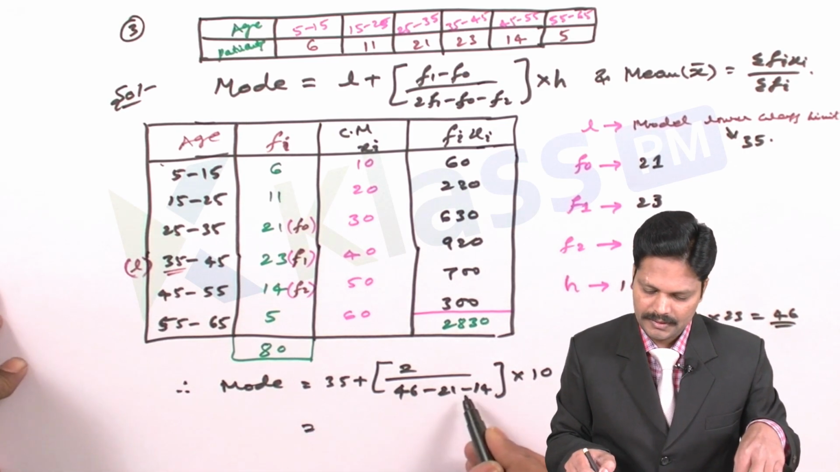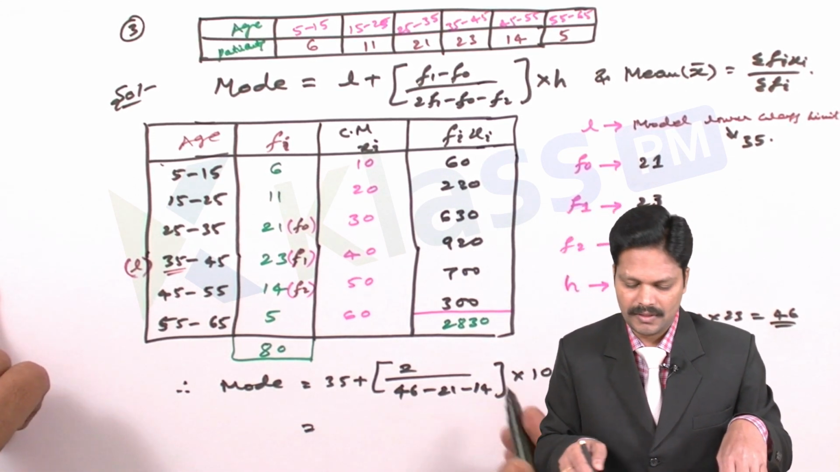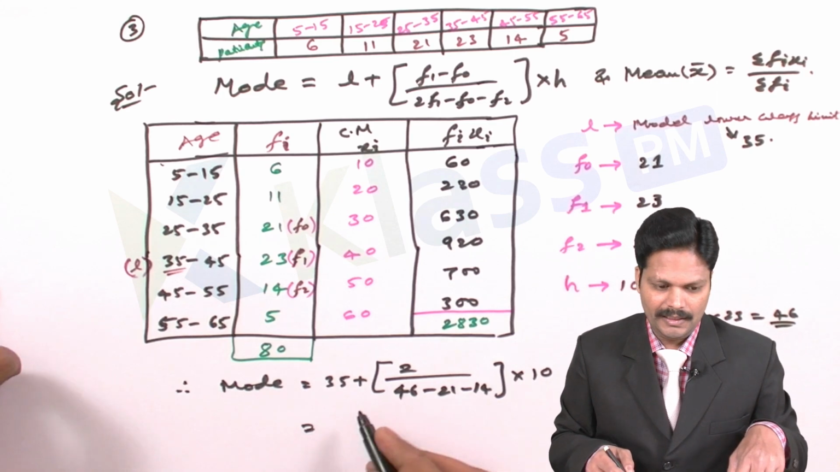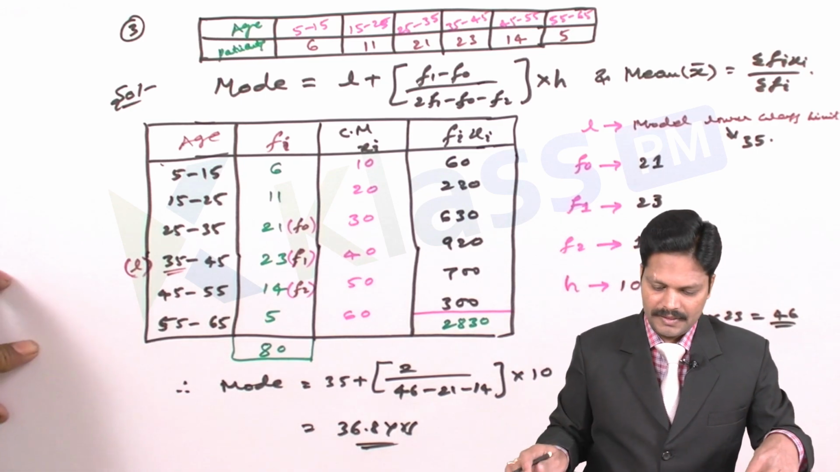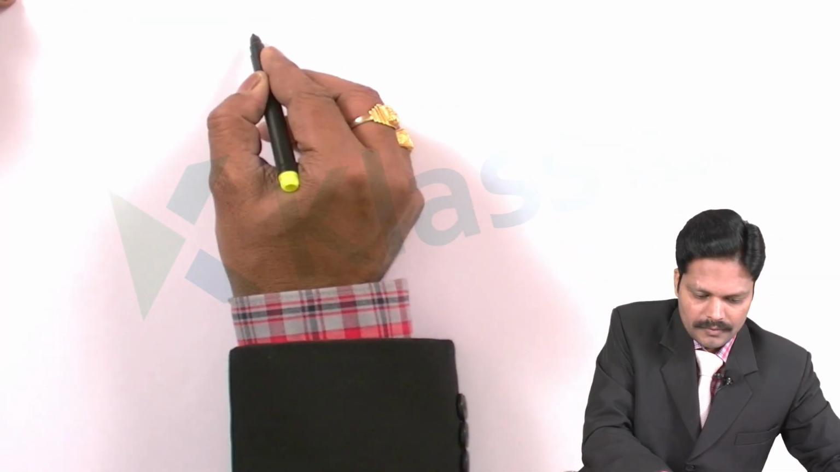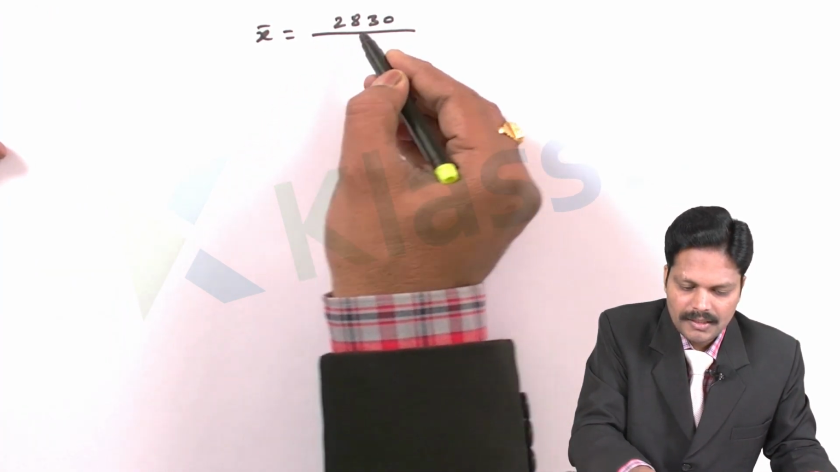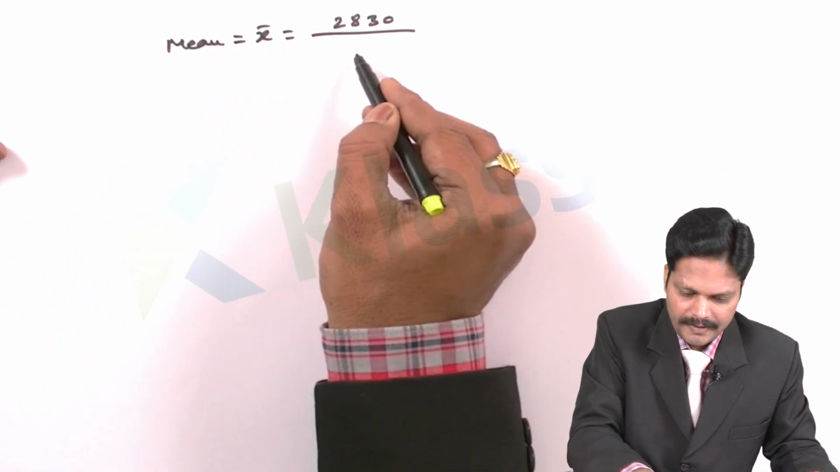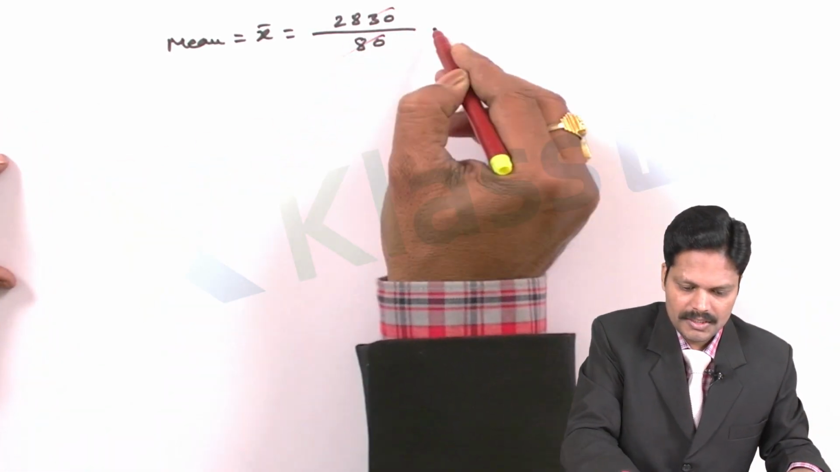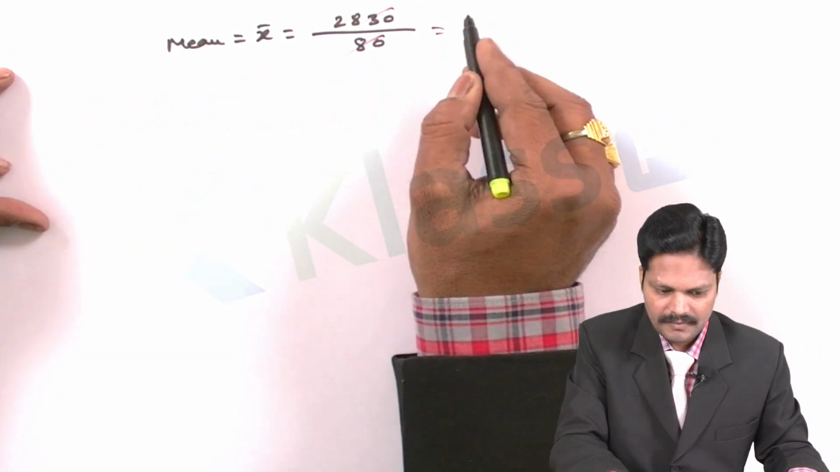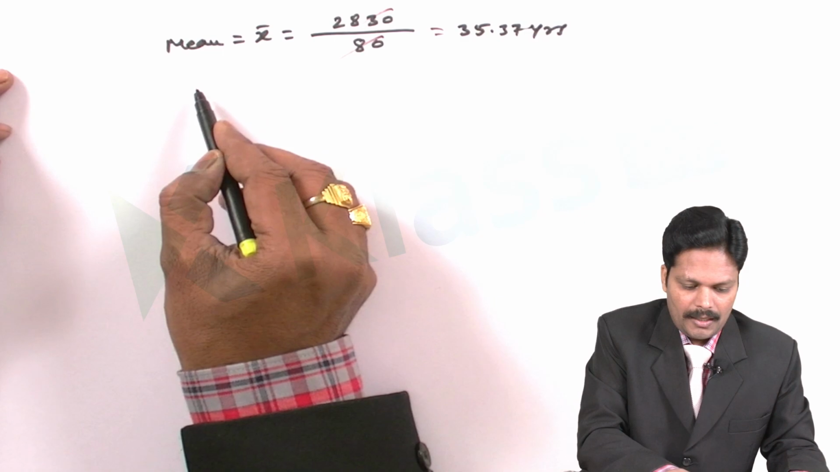So after substituting these values, with calculations, cancellations, multiplications, additions and subtractions, whatever you have in this formula, finally you will get the value 36.8 years. We also need to find the mean. The mean, X bar, is 2830 divided by 80, and by cancelling these values and calculating, we get 35.37 years.